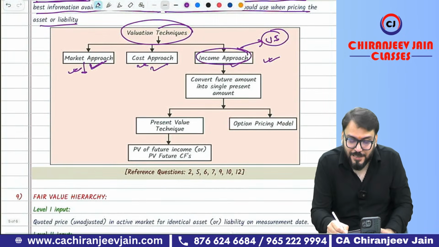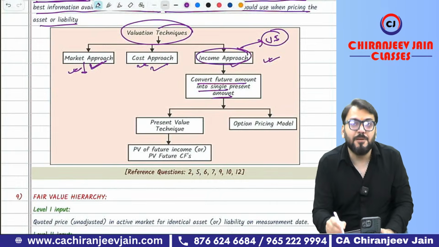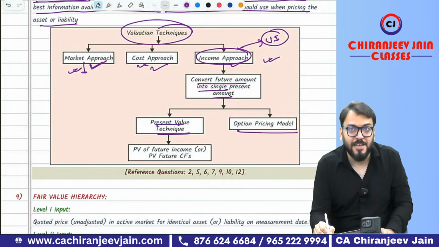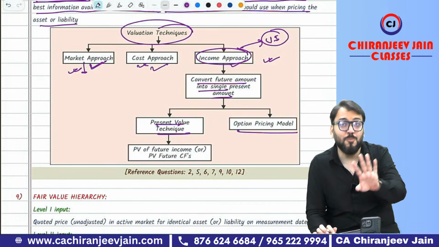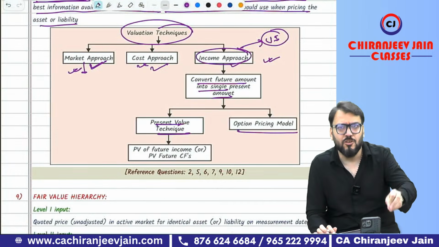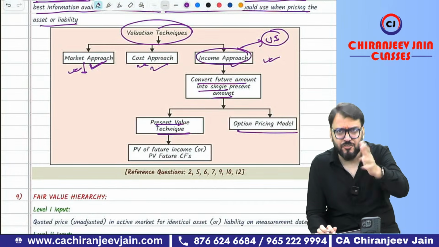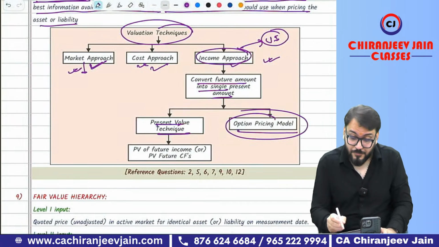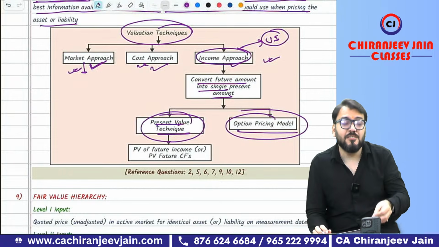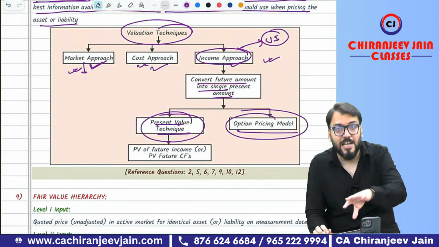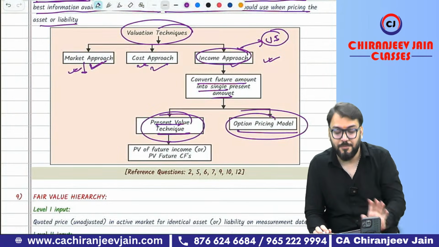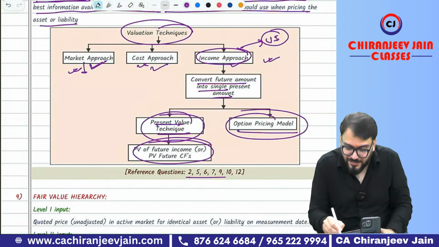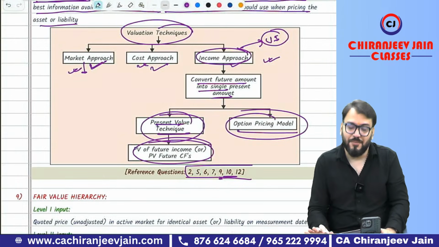Income approach means what? Converting future amounts into a single present amount. Either it is based on present value technique or option pricing model. Option pricing model, I hope you know about it from AFM, the binomial pricing theorem and Black and Scholes model, whatever you have done. That will not be asked in the FR exam. Present value technique can be asked, either converting present value of future cash flow or present value of future income. That will be based on the information given in the question. Chalega. Now there are so many questions given. We'll do them one by one.